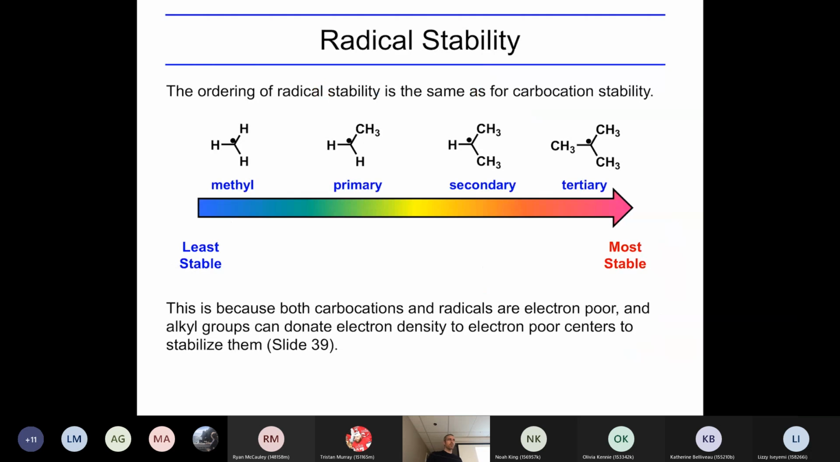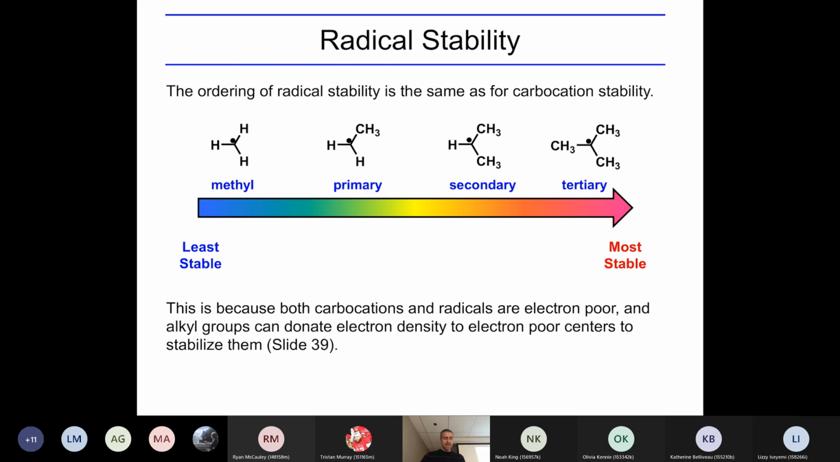Now radicals, carbon-centered radicals for sure, are electron poor because they don't have a full octet. Just like carbocations, they are stabilized by alkyl groups because they donate electron density. This isn't as severe as for carbocations. Carbocations are short 2 electrons and they have a positive charge. Radicals are neutral and they're short 1 electron. So yeah, tertiary is best here.